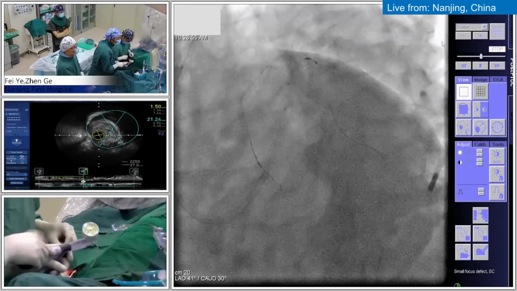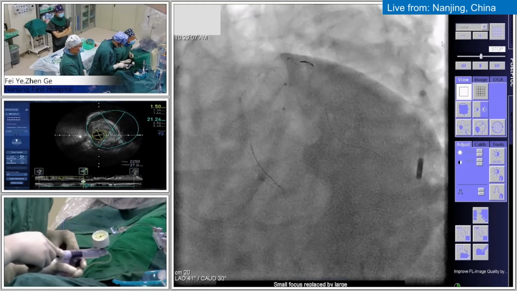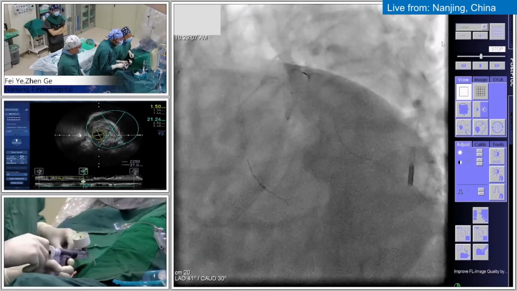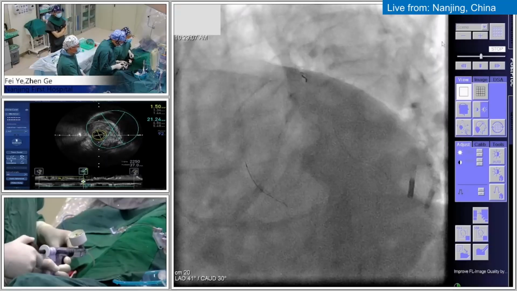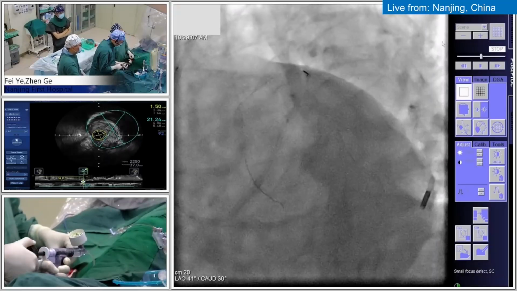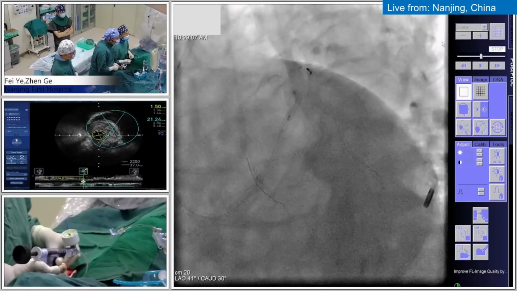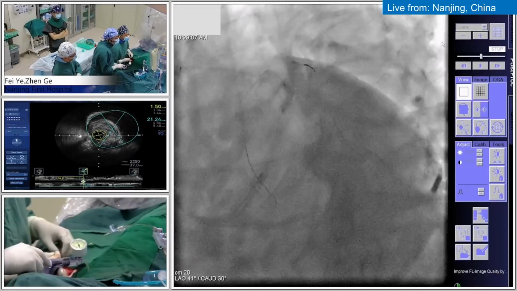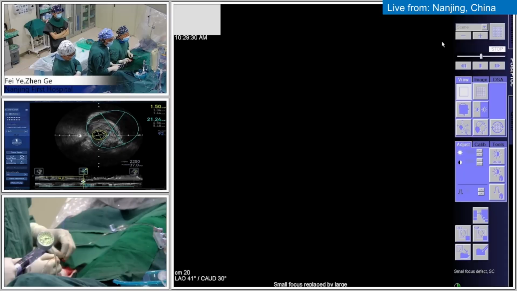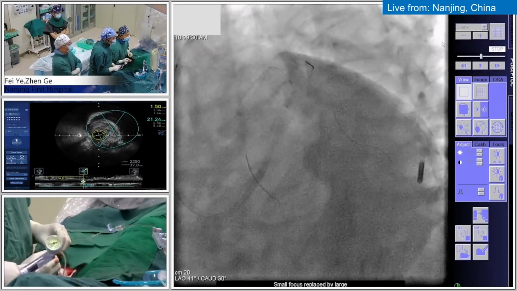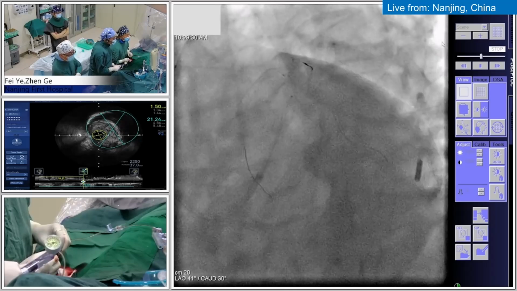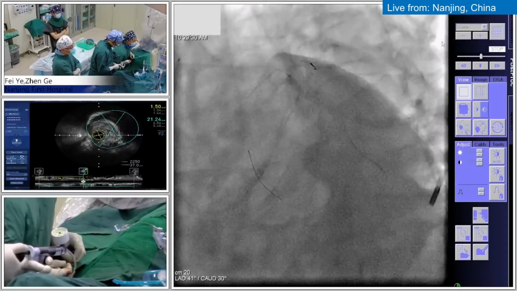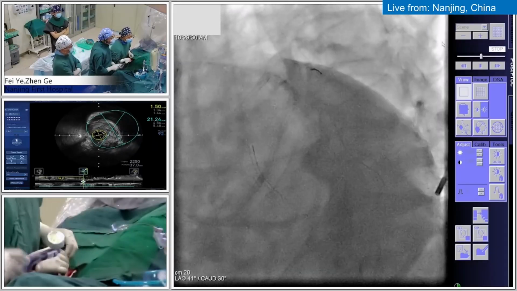What's the size of this balloon? It's 3.5. How to precisely locate the balloon? 3.5 NC balloon, yes. What's the pressure? 10. It is protruding into the proximal left main.